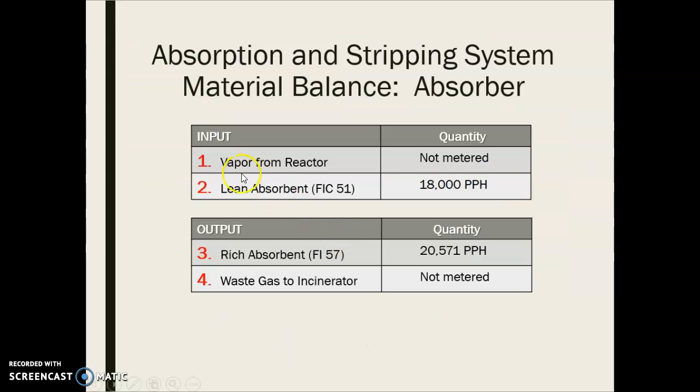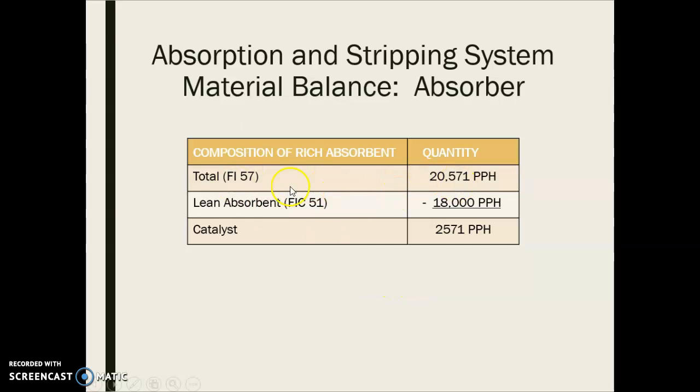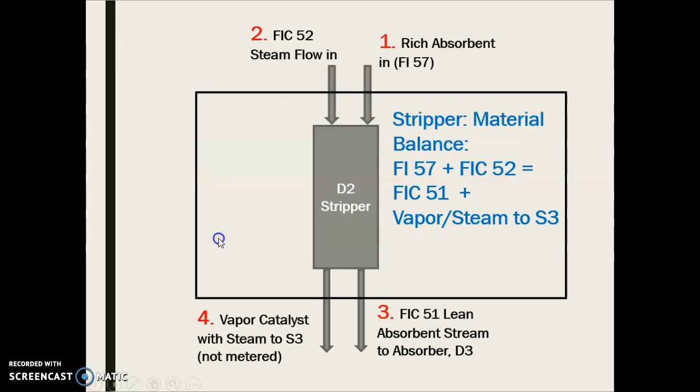Okay, so let's look at that. The vapor from the reactor is not metered. The lean absorbent is 18,000 pounds per hour. The rich absorbent is 20,571, and the waste gas to the incinerator is not metered. So what we're interested in is this. The total amount out minus the lean means that difference is what was captured in the lean absorbent, now becoming the rich absorbent. So 2,571 pounds per hour is the catalyst.